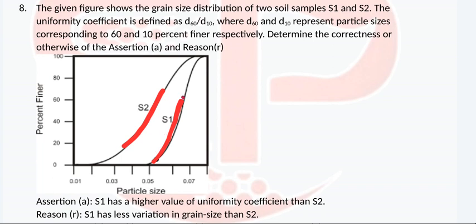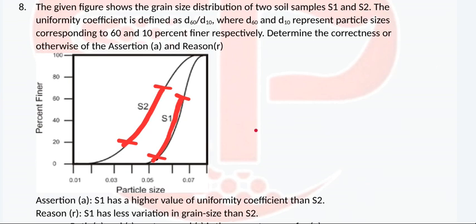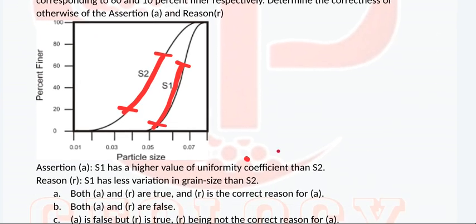And the steeper the cumulative curve, it indicates more sorting condition. So S1 has higher value of uniformity coefficient than S2, and that indicates that S1 has less variation in grain size, because if it is steeper, it is indicating a very short range of grain size having more population. So S1 has less variation in grain size than S2. That's why it is more steeper. It is less steeper than S1. So answer will be both A and R are true, and R is the correct reason of A.